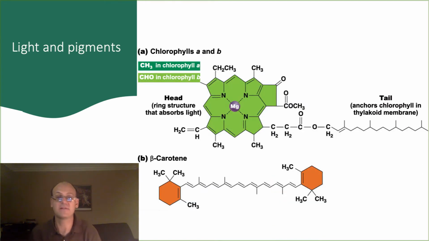Leaves actually have several different pigments. The main ones are chlorophyll A and B, which are almost identical in structure and appear as green because they don't absorb green light. Plants also carry carotenoids, of which beta-carotene is one.